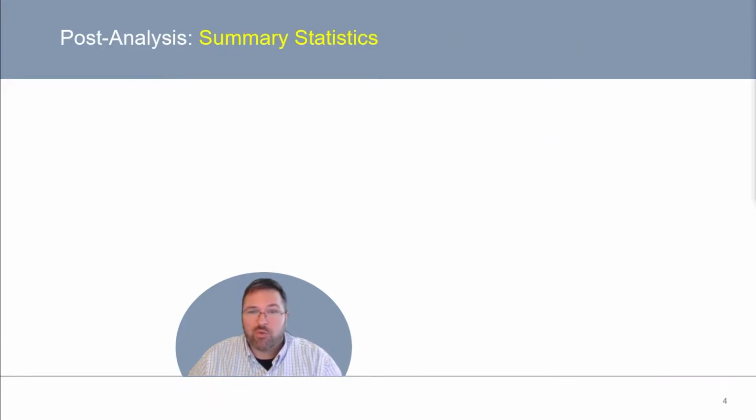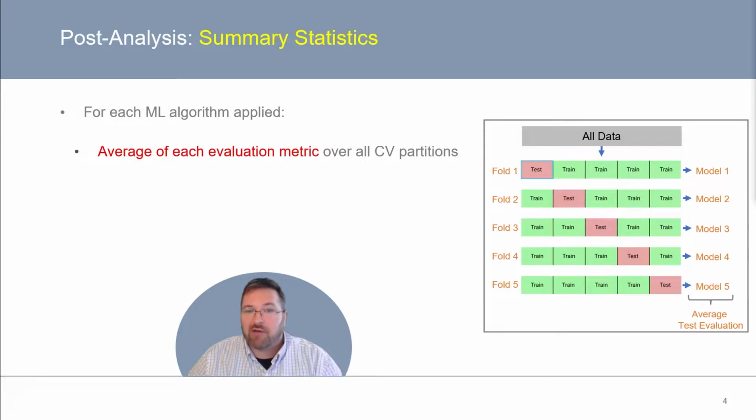Let's start with generating summary statistics for machine learning analysis. For each of the machine learning algorithms applied, we'll want to take the average and/or median of each of our testing data evaluation metrics over all cross-validation partitions. As we learned in video 3b of this series, taking the average across cross-validation partitions helps us to evaluate model performance with less opportunity to fall victim to sample bias.